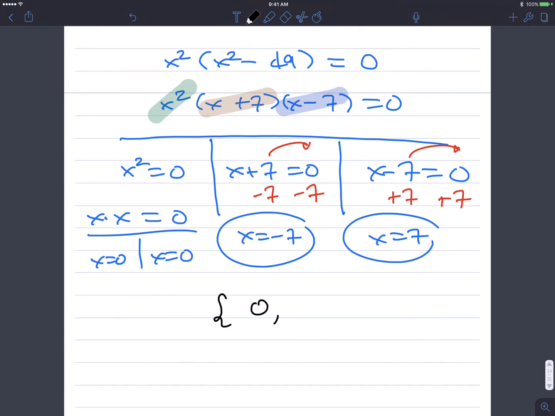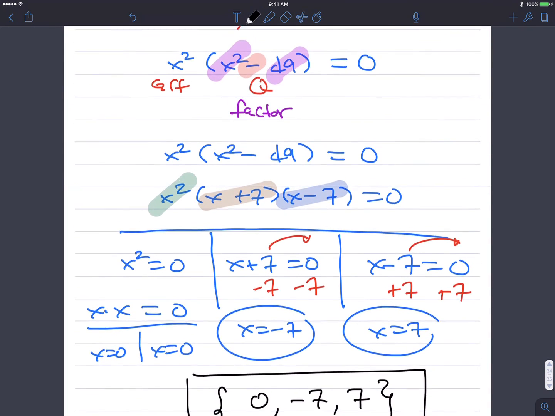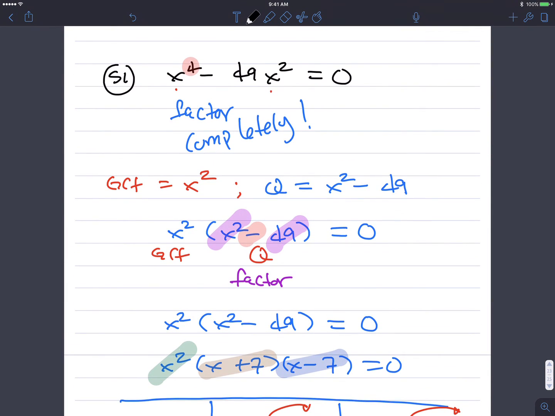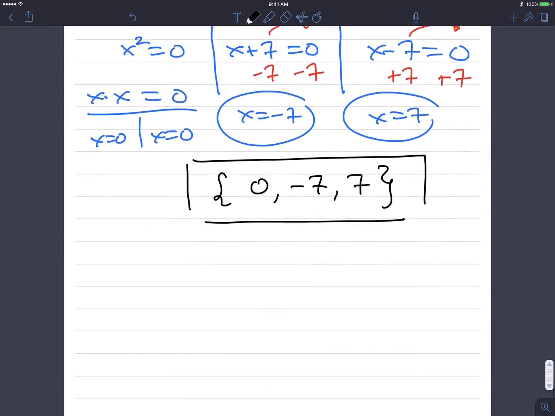0. What else? -7. What's another solution for this? +7. You are done. You solved a higher order equation by using the tools of factor completely and the zero product rule. So that's what we're going to do here.